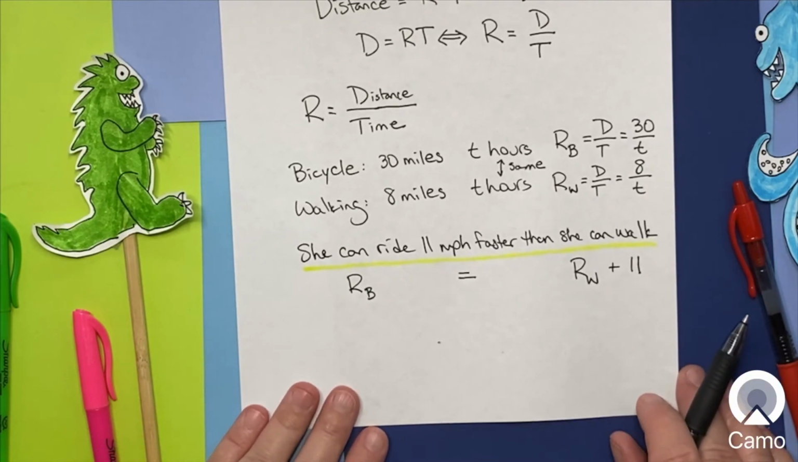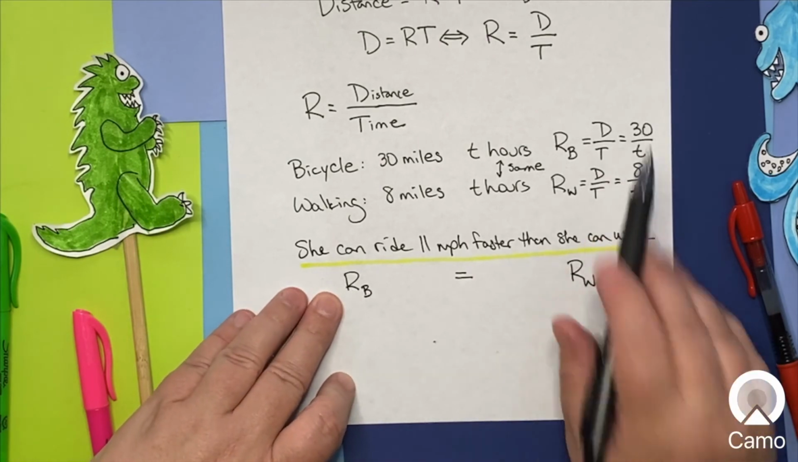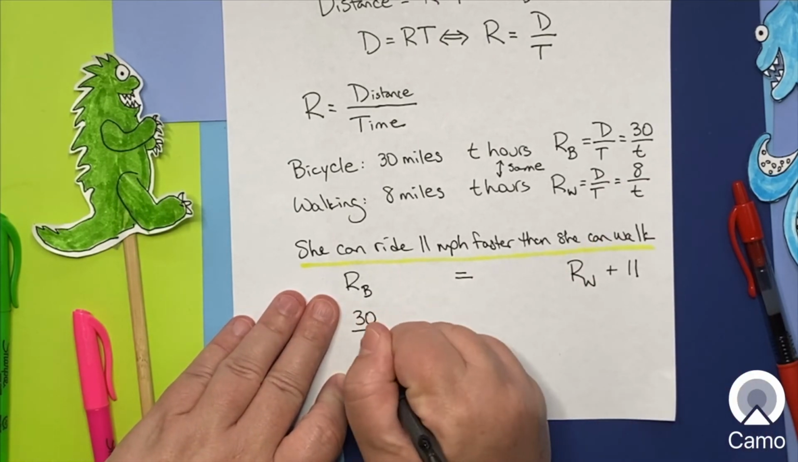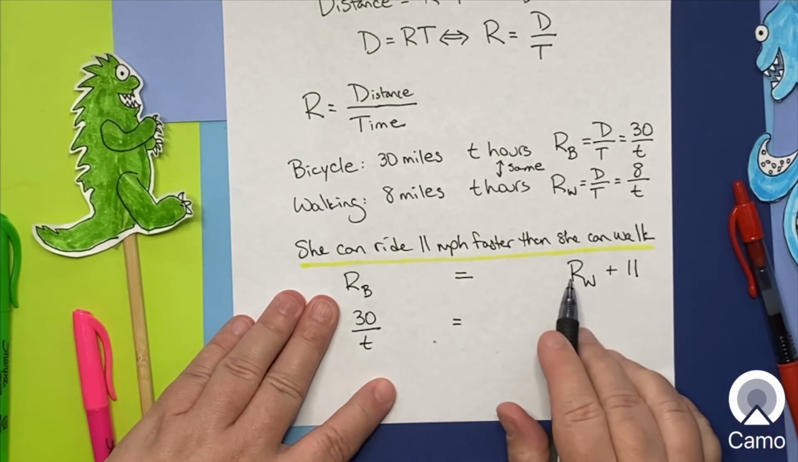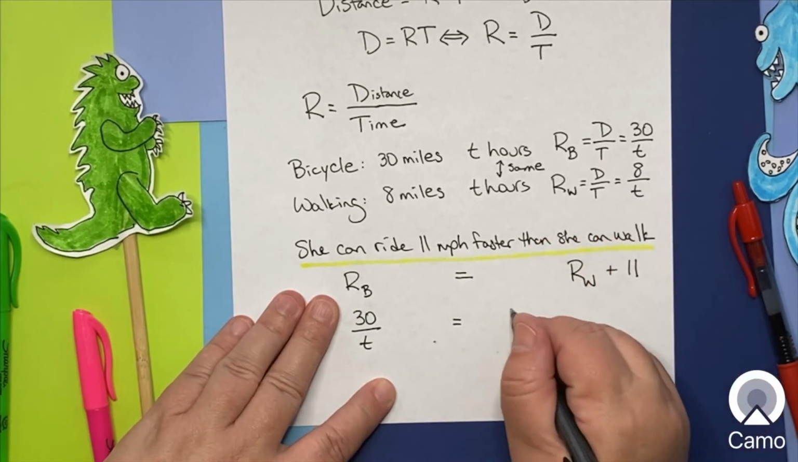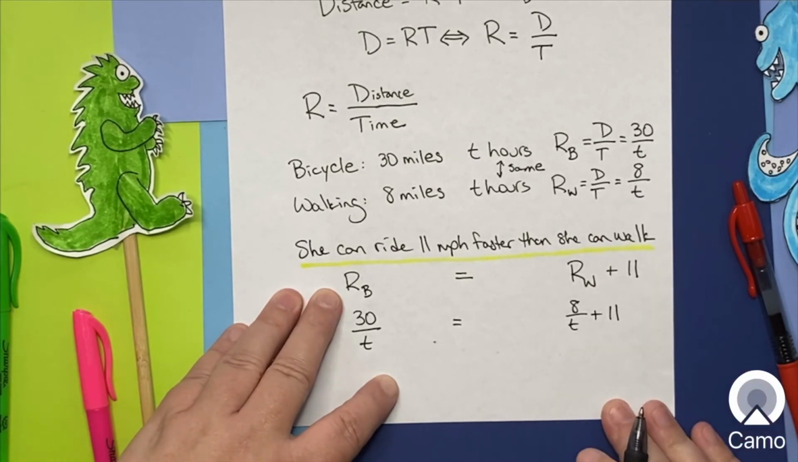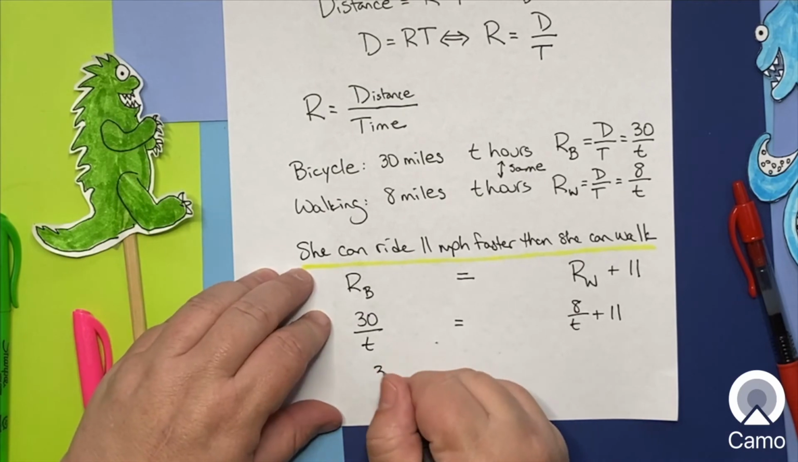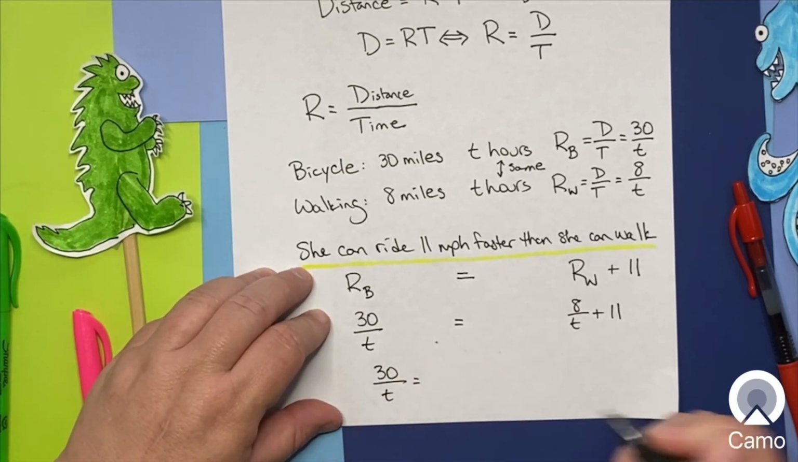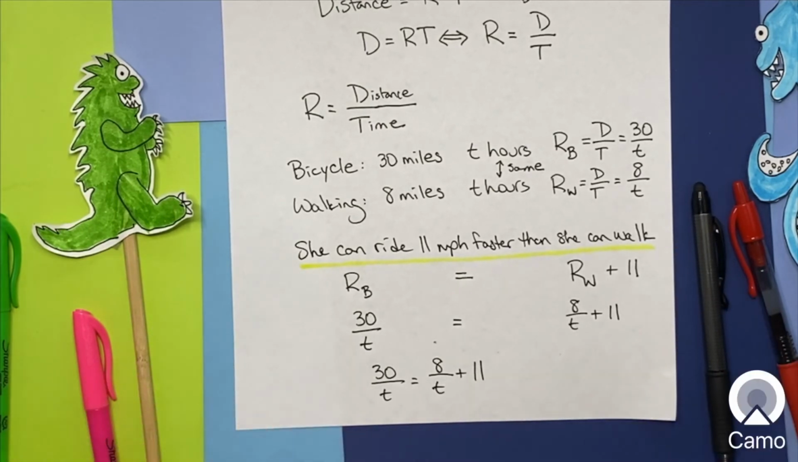So then I have that riding a bicycle is 30 over T equals her rate of walking, how fast she can walk, which is 8 over T plus 11. There we go. 30 over T equals 8 over T plus 11. Woohoo! We're in the home stretch.